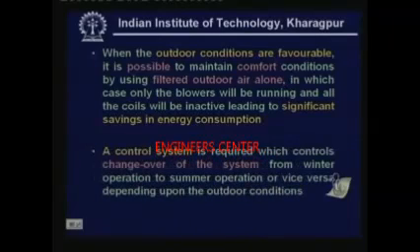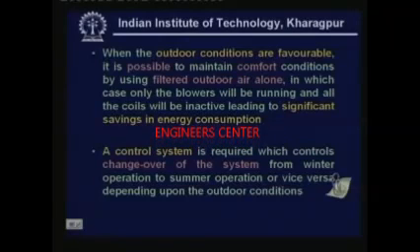And normally a control system is used in an all air conditioning system to control the changeover. Changeover means you have to change over the system from winter operation to summer operation, or vice versa, depending upon the outdoor conditions. Okay. So a control system will be sensing the outdoor conditions, and depending upon the outdoor conditions it keeps either the summer air conditioning system on or the winter air conditioning system on. Okay. So this is all about an all air conditioning system.